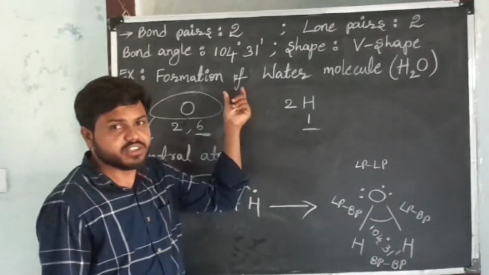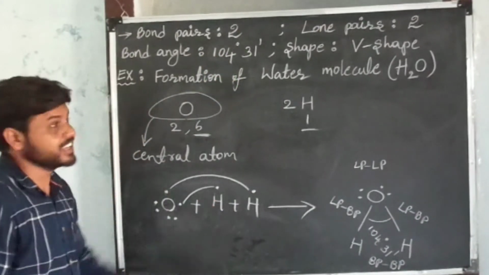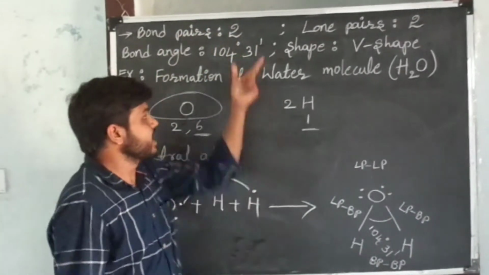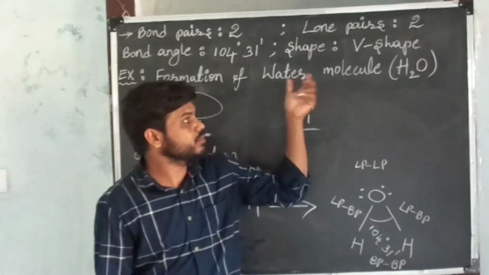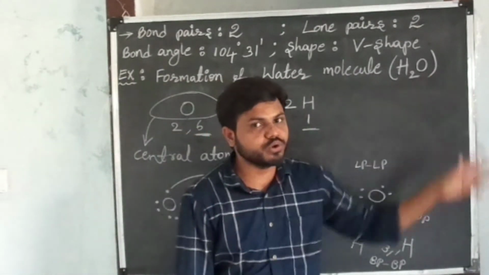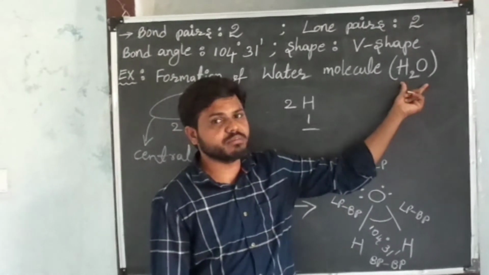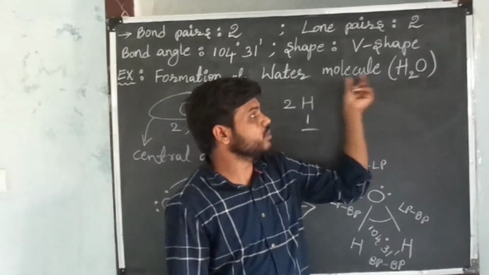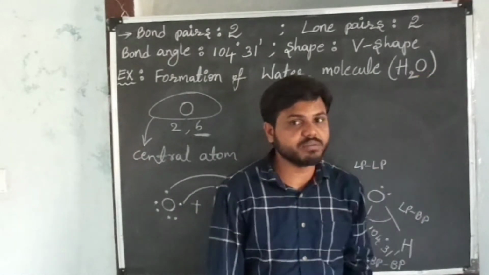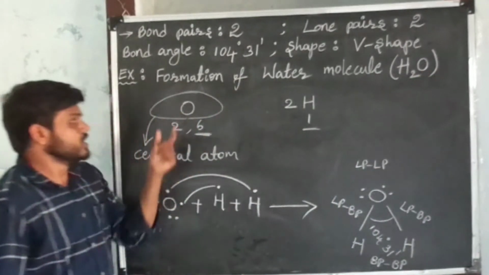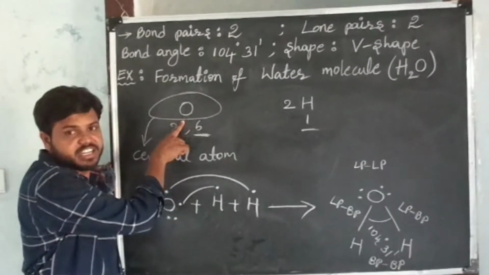Example for this formation of water molecule. The chemical formula of water molecule is H2O. By looking at this formula, we can say this water molecule is formed by 2 atoms of hydrogen and 1 atom of oxygen. The symbol of oxygen is capital O.